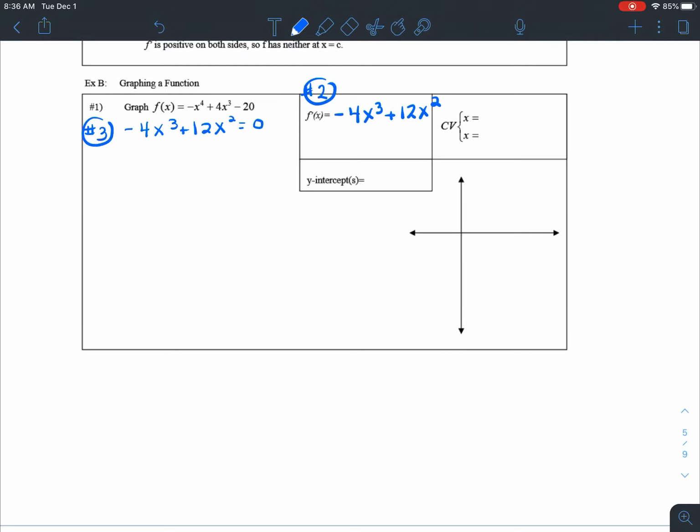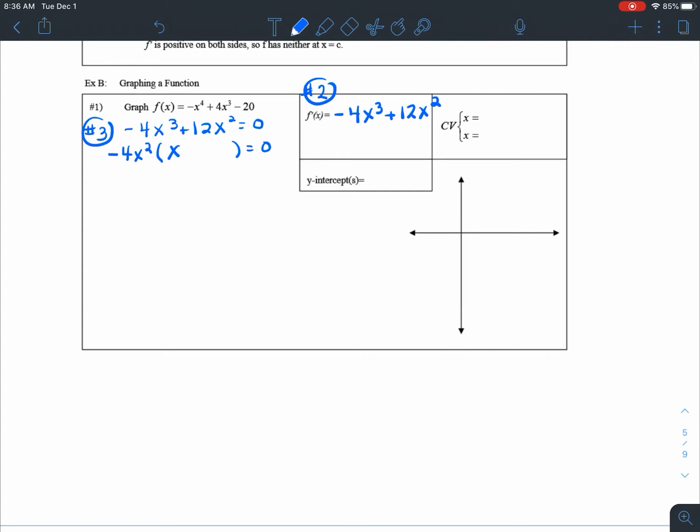Now, anytime we do factoring, we always want to check for a GCF first. It's looking like both these terms have a 4, and they both have an x squared. Always a good idea to make your lead coefficient positive. So I'm going to factor out a -4x squared.